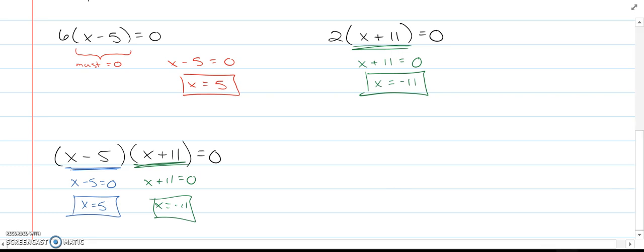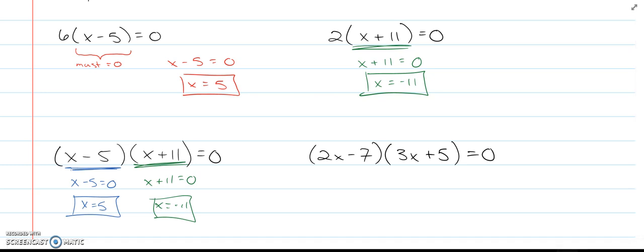On your own this time. 2x minus 7 and 3x plus 5 equals 0. That multiplication says that it equals 0. That means that one of those factors, if not both of them, has to equal 0. The whole idea, something has to equal out to be 0. It might be the blue one, it might be the yellow one. So set them both up and solve.